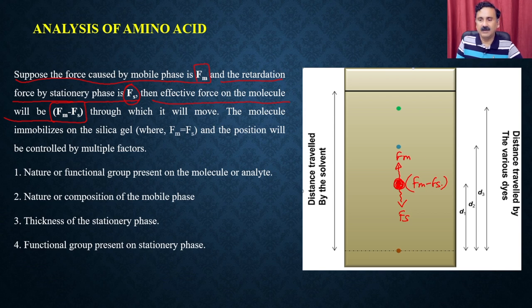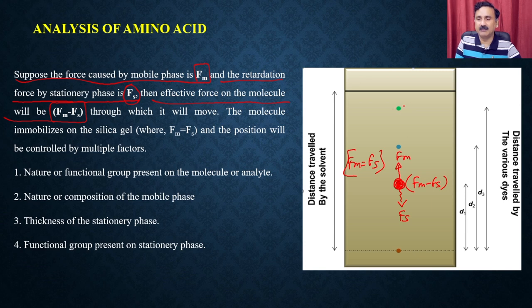Fm minus Fs determines where this molecule is going to be stopped. It's going to stop at the place where Fm is equivalent to Fs. And that Fm minus Fs is going to be different for different molecules, and that's why they are going to be present at different places.